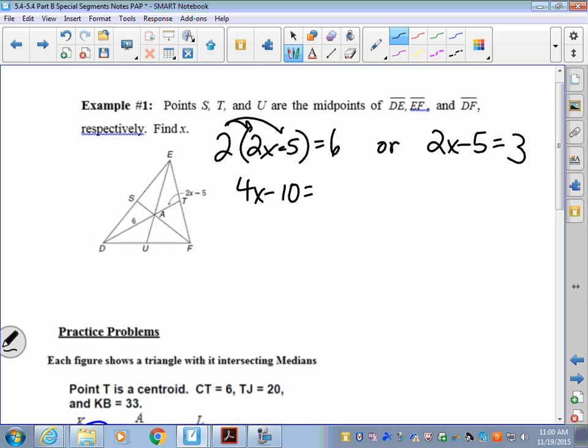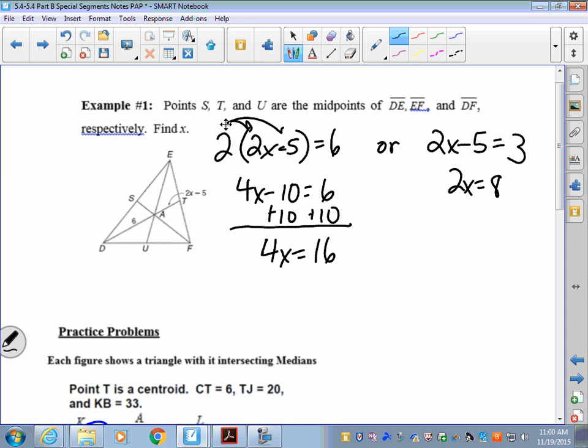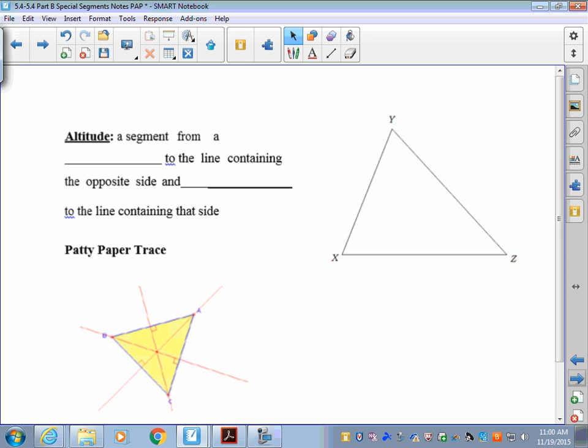4x minus 10 equals 16. I mean, equals 6. And then when you add the 6, it's 16. So add the 10. 4x equals 16. So x equals 4 here. This would be 2x equals 8. And then x equals 4. Okay, either way. All right, and then the last one, altitude.